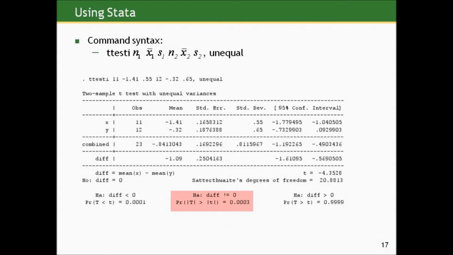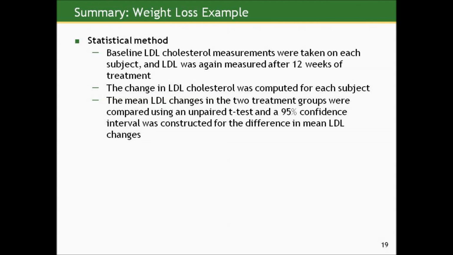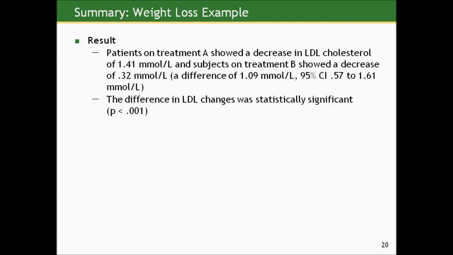So if we were to write this up, we might say 23 patients with hyperlipidemia were randomly assigned to one of two treatment groups, treatment A or treatment B. 12 patients were assigned to receive treatment A. 11 patients were assigned to receive treatment B. Baseline LDL cholesterol measurements were taken on each subject, and LDL was again measured after 12 weeks of treatment. This change in LDL cholesterol level was computed for each subject. The mean LDL changes in the two treatment groups were compared using an unpaired t-test, and a 95% confidence interval was constructed for the difference in mean LDL changes.